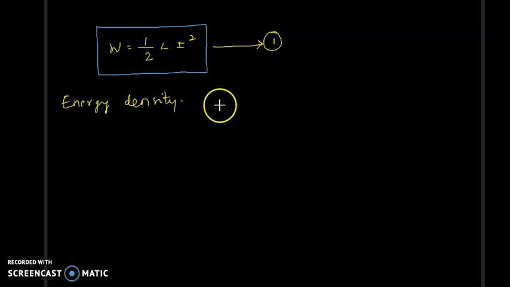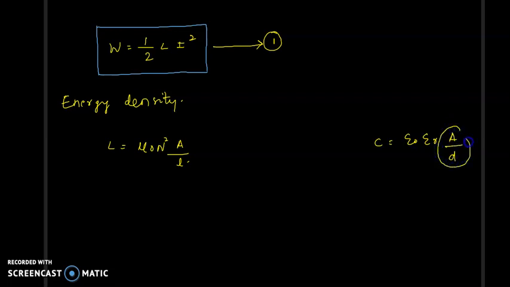We know that the expression of L is mu naught N squared A by l. This is like the capacitance expression, C equal to epsilon naught epsilon r A by D. Here A is the area of the capacitor and D is the distance between two parallel plates. Here A is the area of the inductor, l is the length of the inductor, N is the number of turns and mu naught is the permeability. Let us take it as expression number 2.